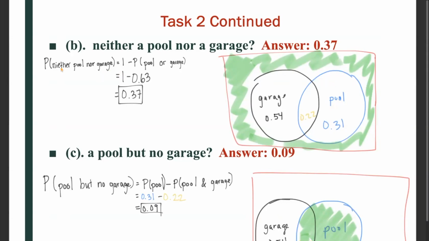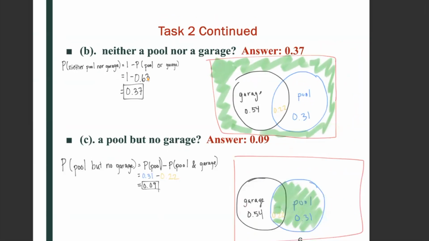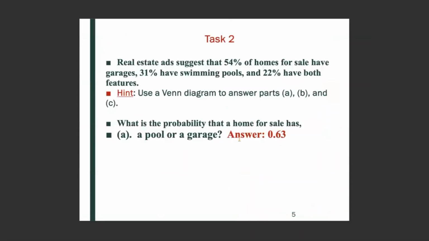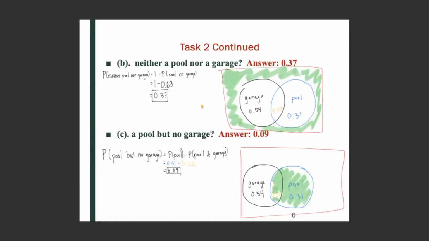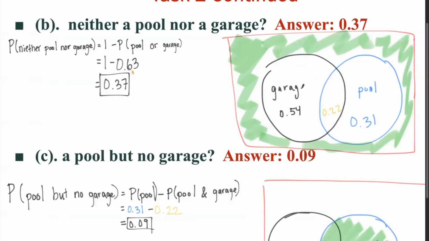The complement of neither a pool nor a garage is having a pool or a garage. So we can do 1 minus the complement, which is having a pool or a garage. And we just found in part A that the probability of a pool or a garage is 0.63. So we would do 1 minus 0.63, and that gives us 0.37.